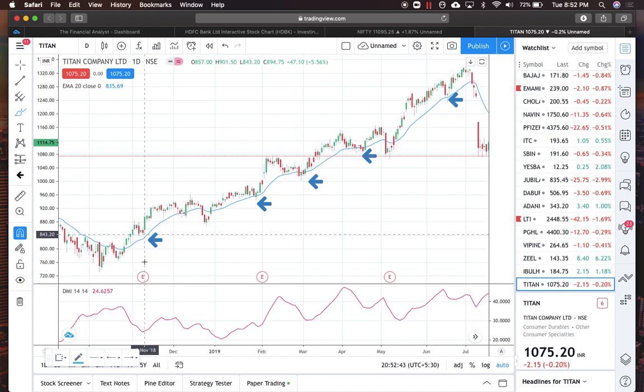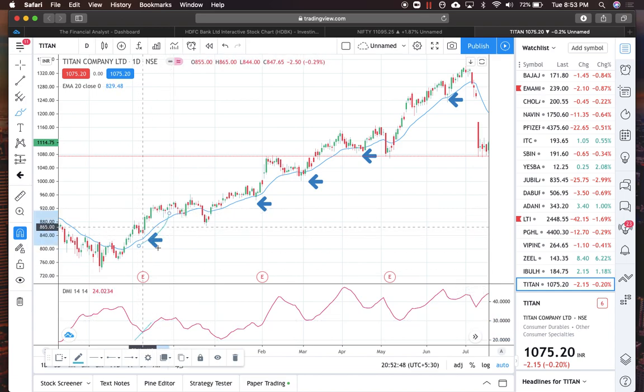But will I take an entry here? No, I can't. ADX is below 30. Ignore this entry, number one. Number two, ignore this entry as well. ADX below 30. Can I take this entry? I will not be taking it personally. It's at 26. Rule number one is not satisfied.